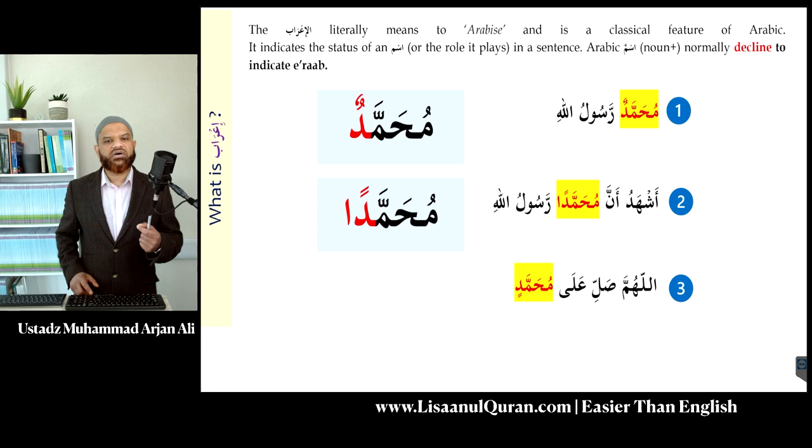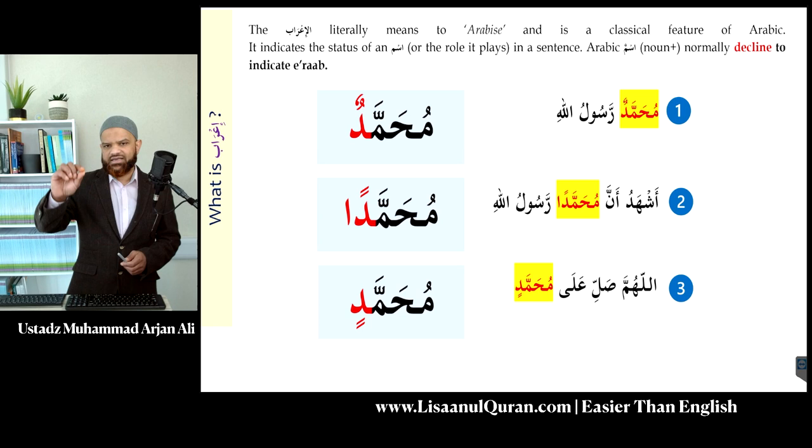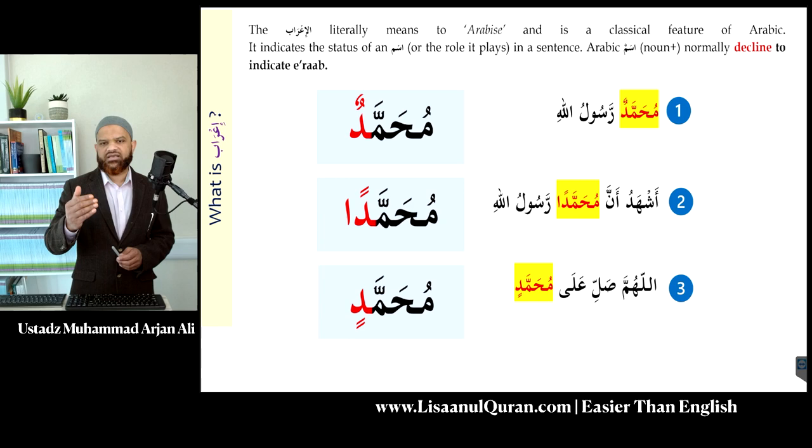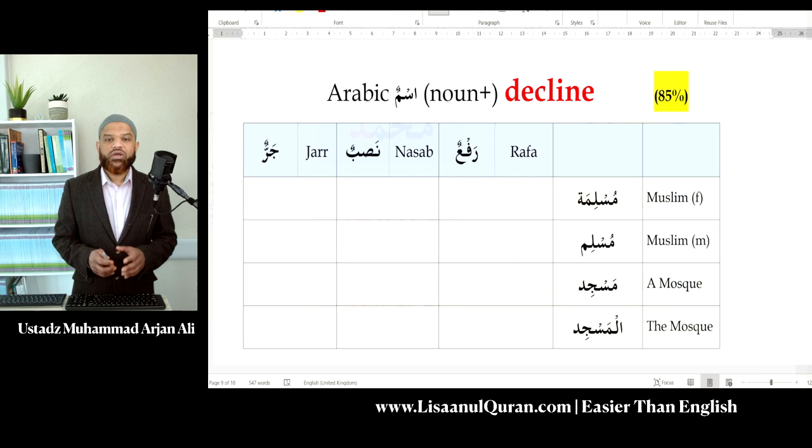This is what they refer to in the grammar books as declension, i.e., the ending changing. Now, in Arabic, it changes in three different ways. All isms in Arabic will decline. 85% of them will decline exactly the same way as you see with Muhammadun, Muhammadan, Muhammadin. To illustrate the fact that isms decline in Arabic, I have got some words on the screen for you.